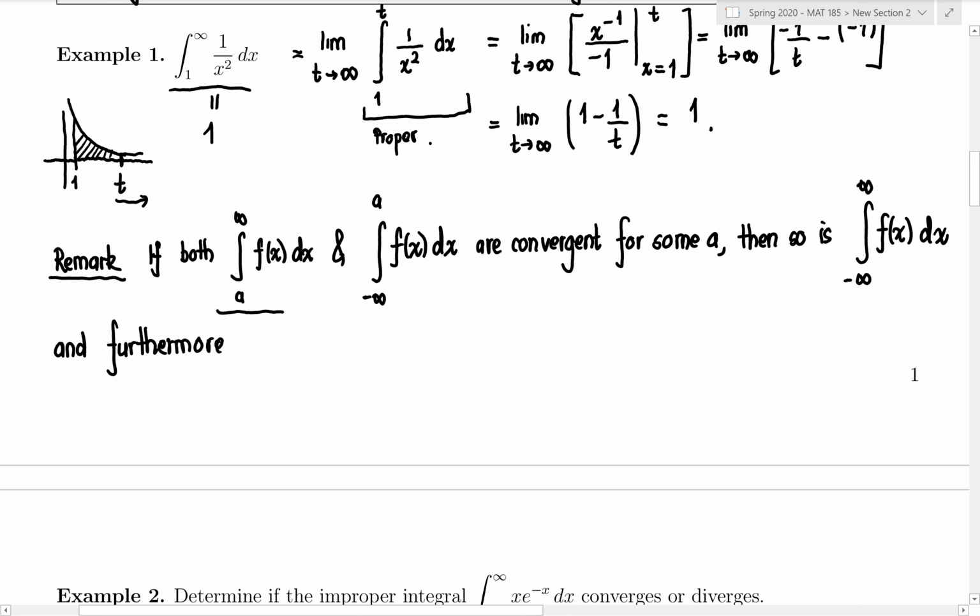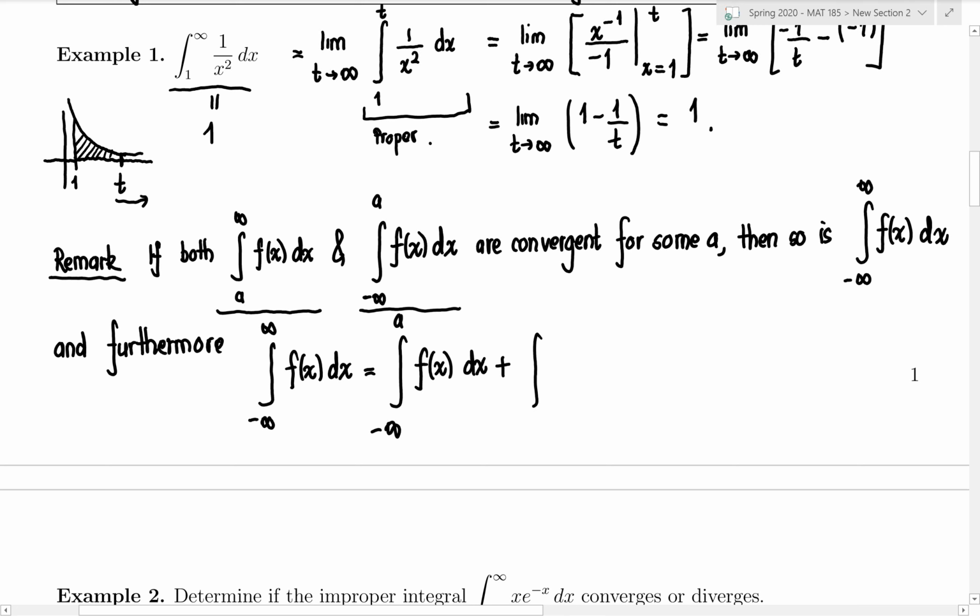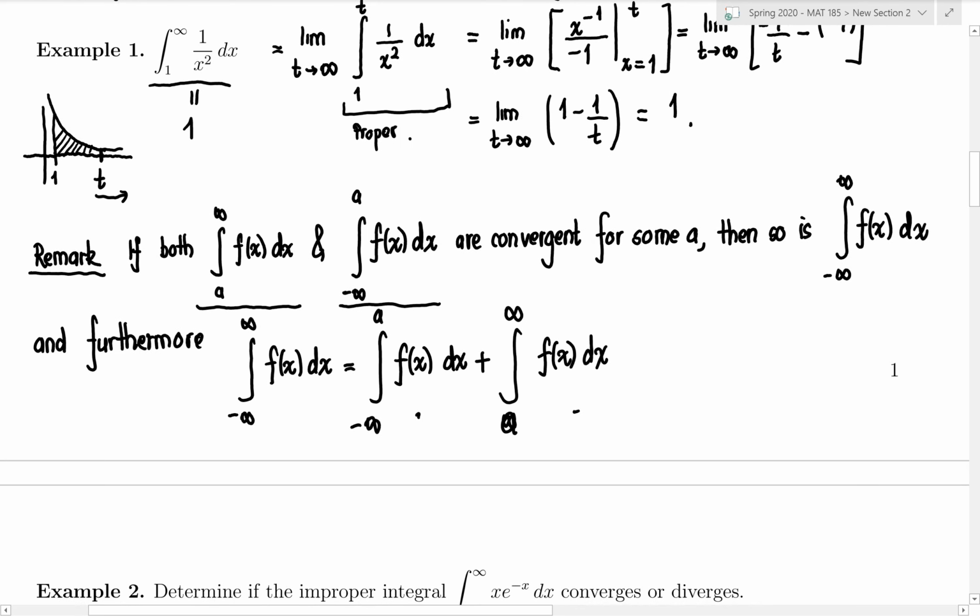well, this is convergent means that's a finite number, right? It is a numerical value. This is convergent means we're going to get a numerical value. In that case, the integral from negative infinity to infinity of f of x dx is going to be the integral from negative infinity to a of f of x dx plus the integral from a to infinity of f of x dx. So if both of these are convergent, we're going to get a number. And in that case, the integral from negative infinity to infinity is going to be the sum of those two numbers there.